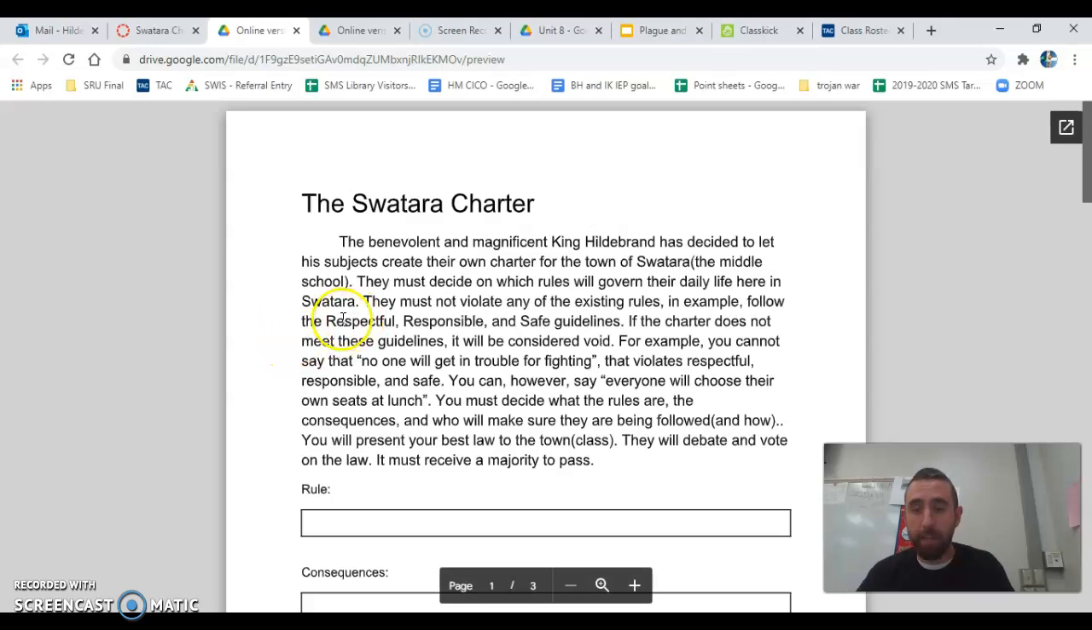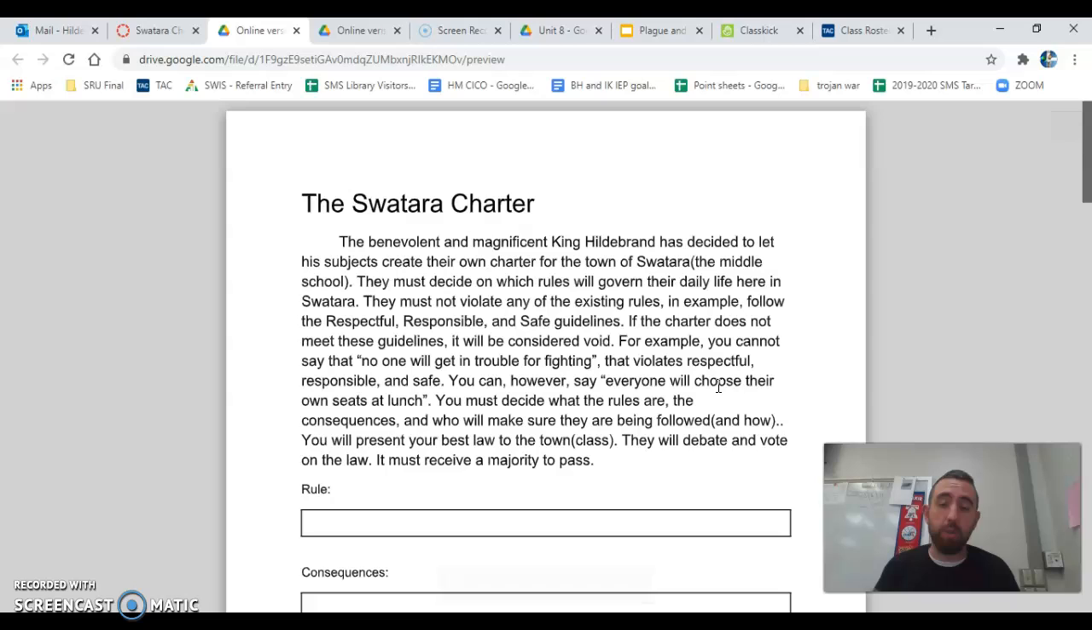So, for example, all the laws still have to fall under respectful, responsible, and safe, okay? Just like our normal rules. So, for example, you can't say no one will get in trouble for fighting, because that violates the king's laws, okay? Violates the respectful, responsible, and the safe.